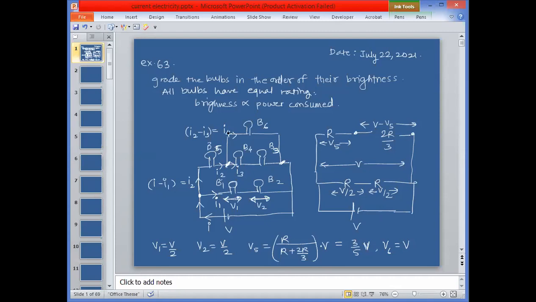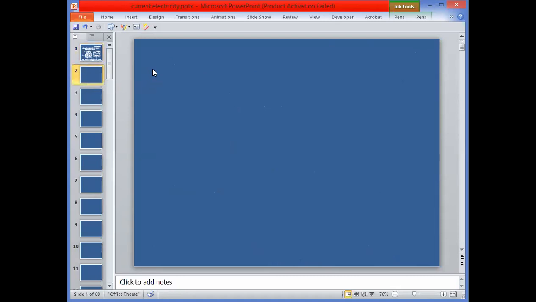That is equal to the total potential difference across the sixth bulb, so V6 is equal to V minus V5. Okay, let me now write it on the next slide. V6 is equal to V minus V5, and V5 is equal to 3V by 5. So that is equal to 2V by 5. Now I have the value of V6 as well. What is that value? 2V by 5.